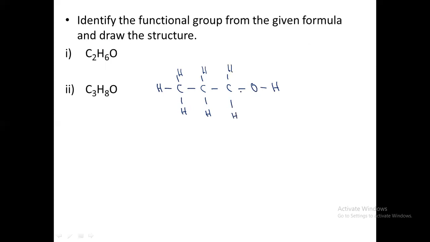Now count the total: 3 carbons, and hydrogens 1, 2, 3, 4, 5, 6, 7, including this one, 8 hydrogens. And the oxygen always has 2 lone pairs. So this is the structural formula of the 3 carbon alcohol, that is propanol. Now if you know this, you can easily draw the electron dot structure. I hope you understood. So now I'll go to the other functional group.